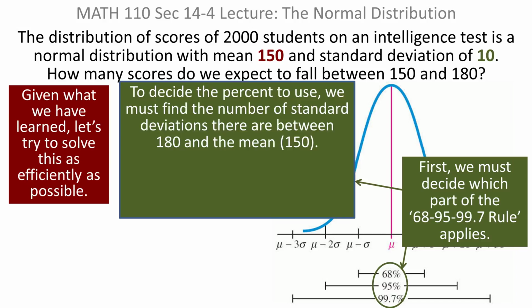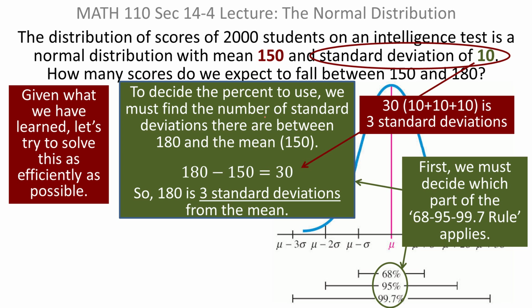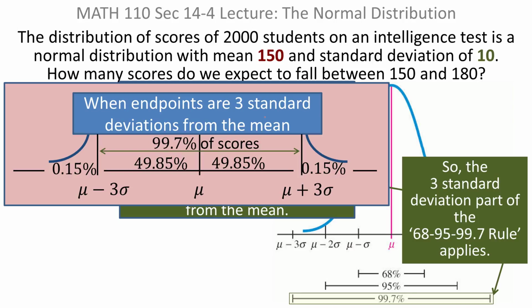To do that, we've got to figure out the difference between the mean and the 180 and change that to standard deviations. Of course, 180 minus 150 is 30. The standard deviation is 10. There are 3 tens inside of 30, so we're looking at the third line because 180 is 3 standard deviations from the mean. Once we know that, we're looking at the 99.7% line at the table, and if you've learned these numbers, you're a step ahead. These are the percentages that will apply to this problem.